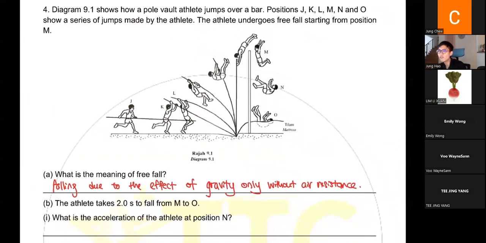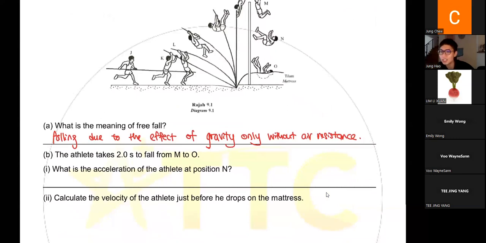Then after that, when you fall due to gravity, what is your acceleration, guys? When you fall freely, what is your acceleration? You don't have to be too worried about whether it's positive or negative. If you fall due to gravity, how much is it? Okay, the answer is 9.81.